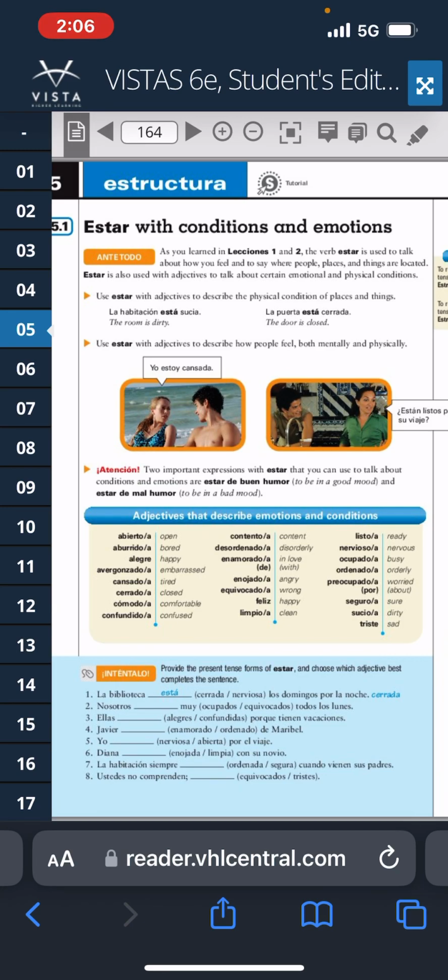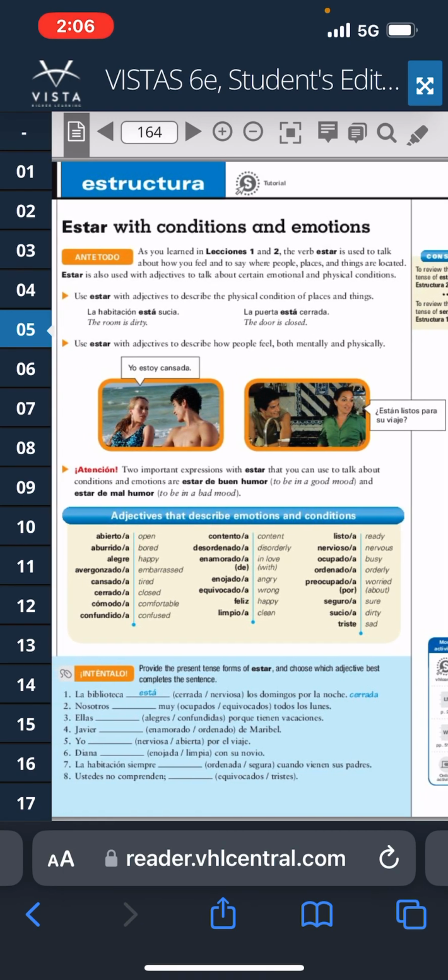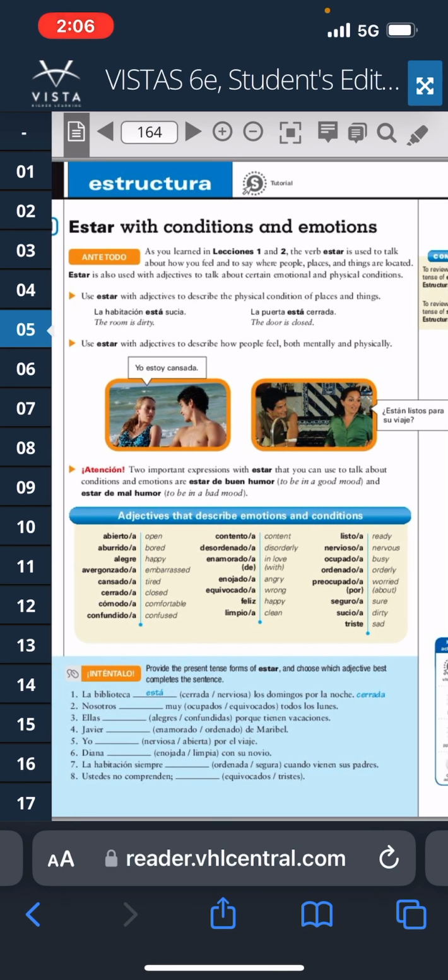For example, La habitación está sucia. The room is dirty. La puerta está cerrada. The door is closed. Use estar with adjectives to describe how people feel, both mentally and physically. Yo estoy cansada. Están listos para su viaje.